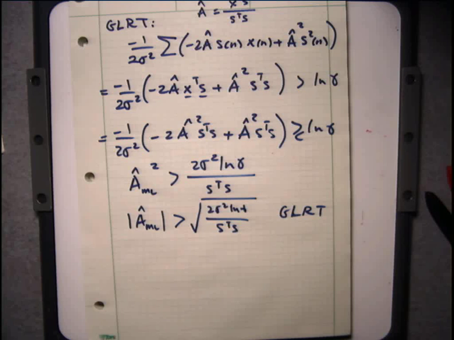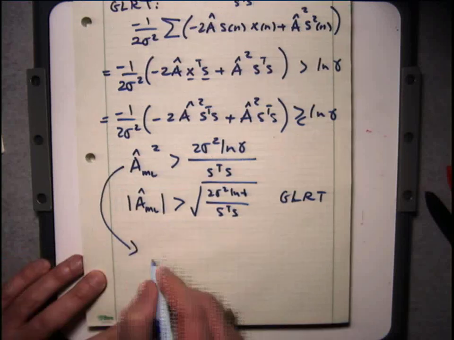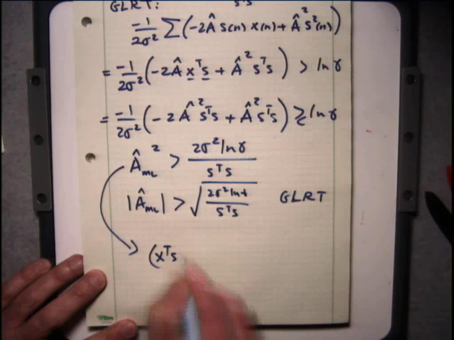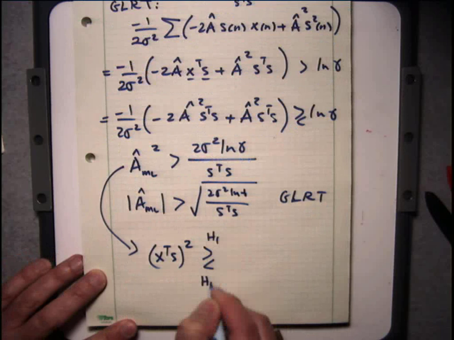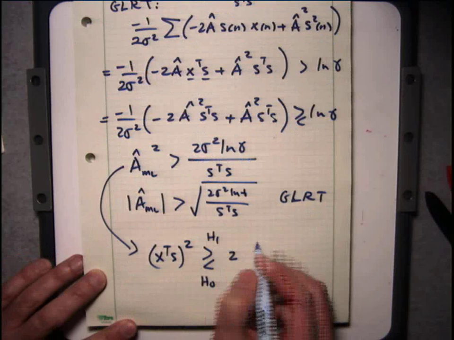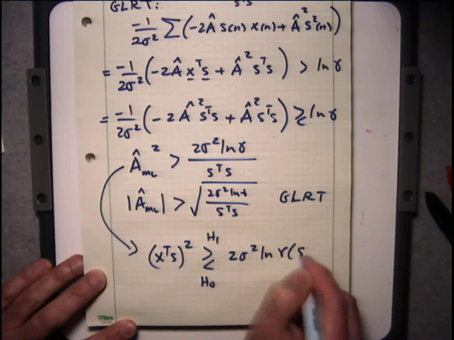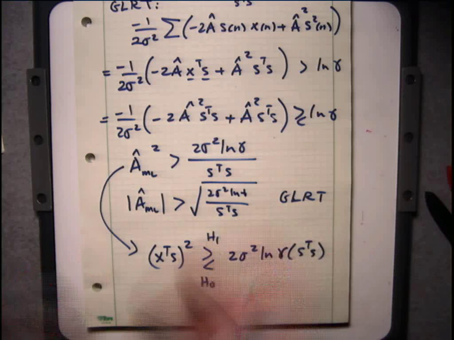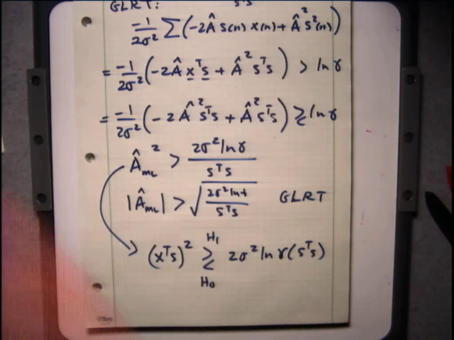And of course, another way to write this, if you wanted to write it in terms of the data itself, is X transpose S squared compared to 2 sigma squared log of gamma times S transpose S. Okay, I've just simplified everything. If you write this as this thing squared and then you move things around, this is the test that you get.